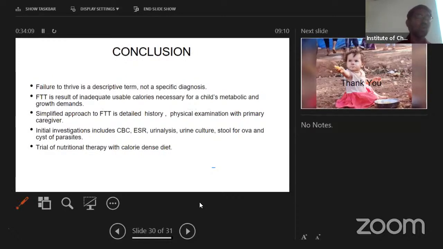And conclusion: failure to thrive is a descriptive term, not a specific diagnosis. It results in inadequate usable calories necessary for the child's metabolic and growth demand. Simplified approach to failure to thrive: detailed history and physical examination of the primary caregiver. Initial investigation including urine culture, stool for ova and stool for parasites should be done. And a trial of nutrition therapy with a calorie dense diet.